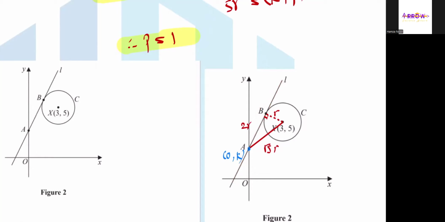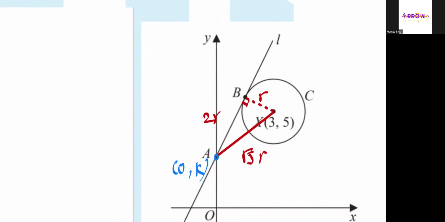Okay. So what I can see is that the distance between B and X is r, and the distance between A and B is 2r. And the fact we know is that the radius is perpendicular to the tangent. So this tells us that triangle ABX is a right angled triangle in which AX will be the hypotenuse.